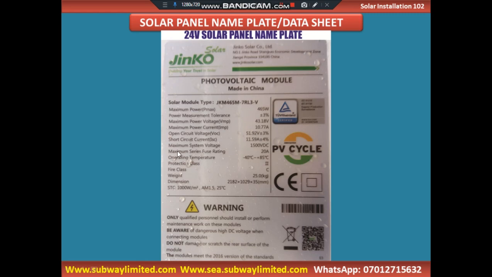Then this one is maximum system voltage, 1500 VDC. We get to understand this when we are doing system configuration, maximum series and operating temperature. We can have here the standard test conditions to which this solar panel with this nameplate was subjected before you have these parameters printed on this nameplate. And this is the weight of the solar panel.